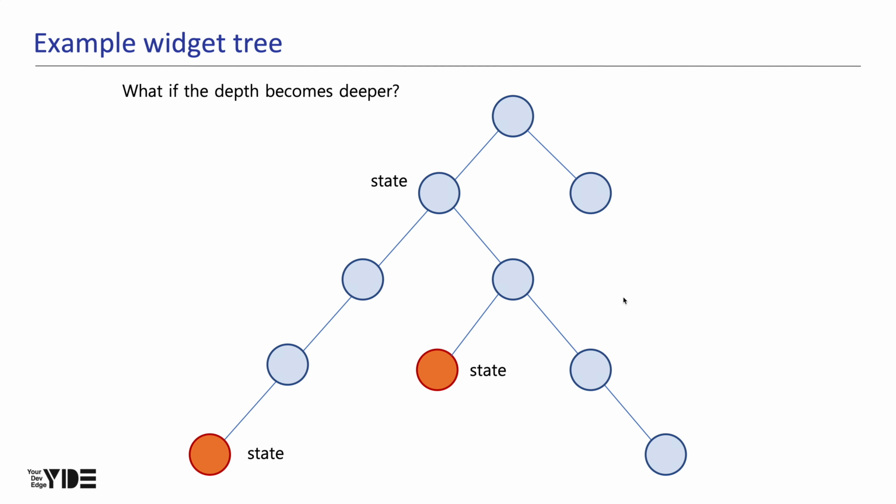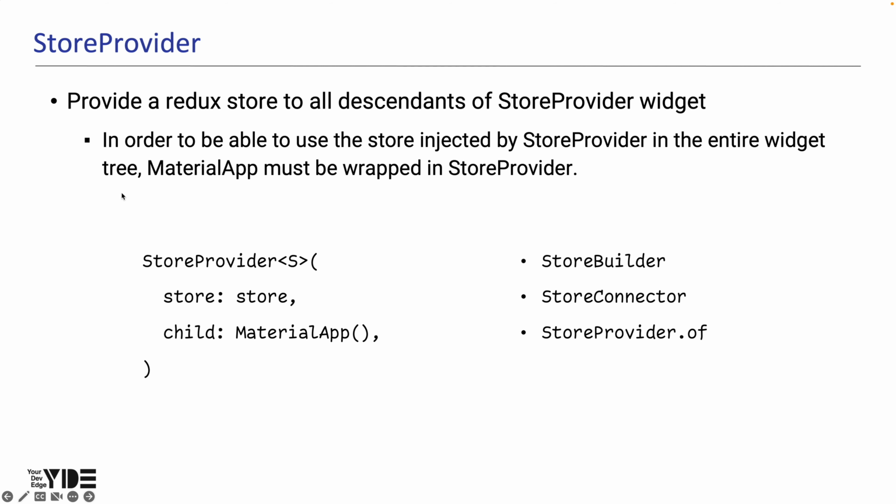What data do we need to inject dependency on in a Flutter app using Redux? That's the store. As mentioned earlier, the store is a central store of the app state, so you only need to inject the store into the widget tree. On the other hand, in the case of Provider and Flutter Bloc, each state had to be injected into the widget tree. The widget that injects the store into the widget tree is the StoreProvider widget. In order to be able to use the store injected by StoreProvider in the entire widget tree, MaterialApp must be wrapped in StoreProvider. In this way, the dependency injection part related to Redux has been resolved.